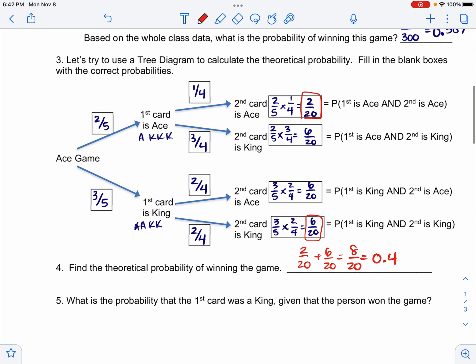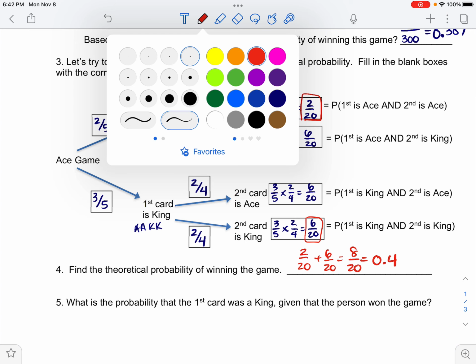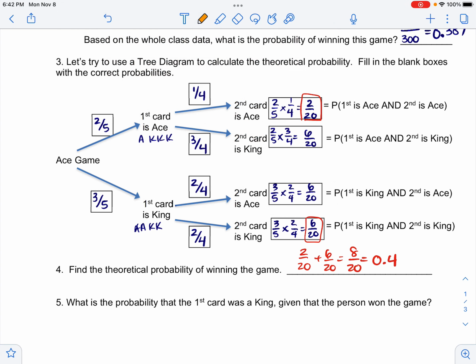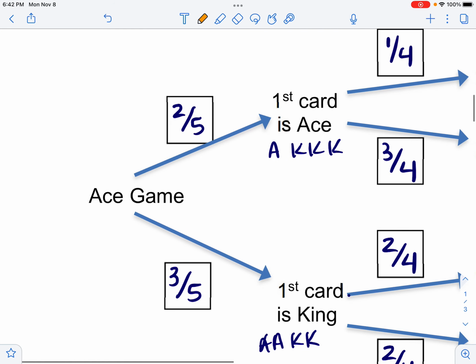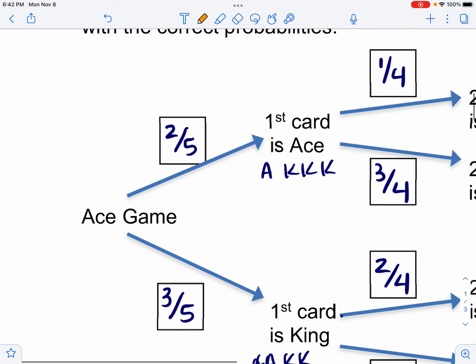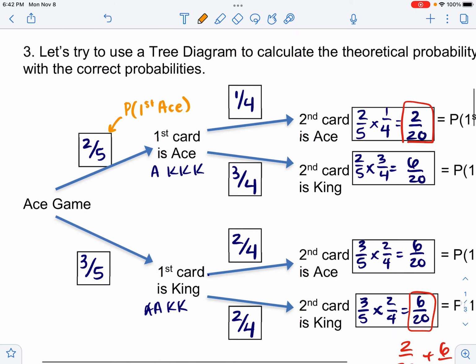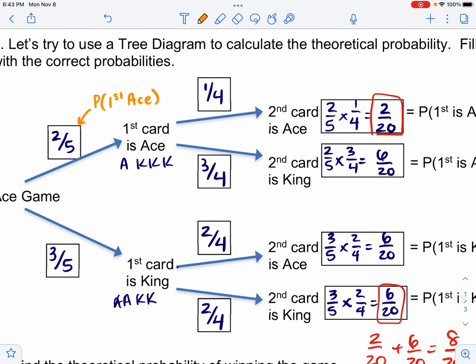Now, before we move on, I just wanted to add some of my own notes to our tree diagram here. So the first thing I want you to notice is these probabilities over here, the 2/5, the 3/5, that is the probability of the first card. So for example, this right here is probability that the first is an ace card. Then we move on and we find the probability, for example, that the second is an ace card. But notice that it's not the same as just the probability of an ace, right? It's a different number than the first one.